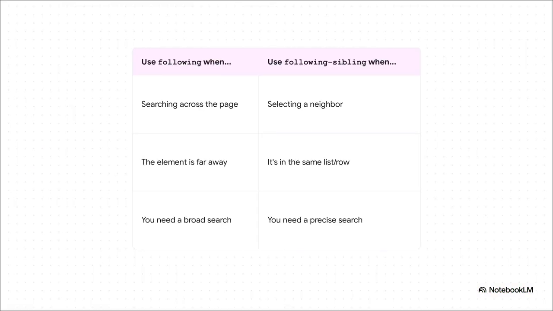So here's a simple guide. Use following when you need that broad search, when the element you want could be anywhere after your starting point, maybe in a completely different section of the page. But you'll want to use following sibling when you need surgical precision, like selecting the very next item in a list or the next cell in a table row. It's all about broad versus precise.